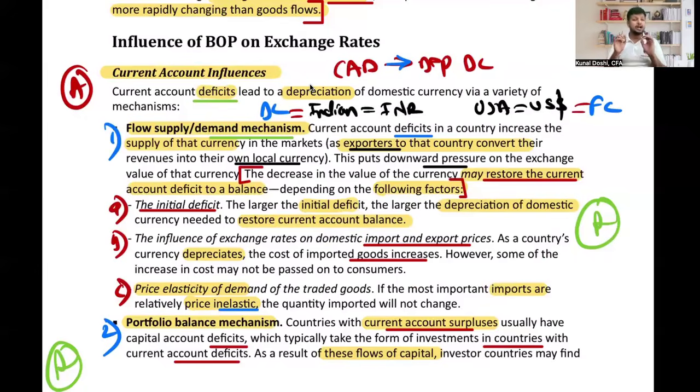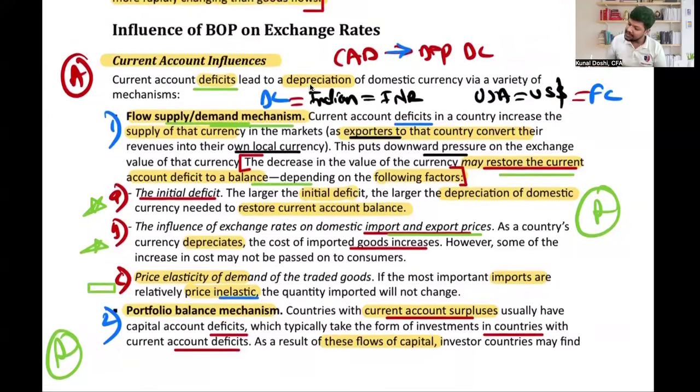Here, remember, other things also matter. How large is the size? The depreciation may restore the current account deficit to balance. Whether the country will be able to restore this deficit or not depends on three factors: the size of the initial deficit, the influence of the exchange rate on exports and imports, and the elasticity's impact on exports and imports. Three things. Understood? This is the flow, the supply demand mechanism.